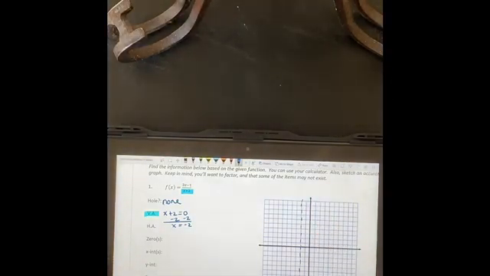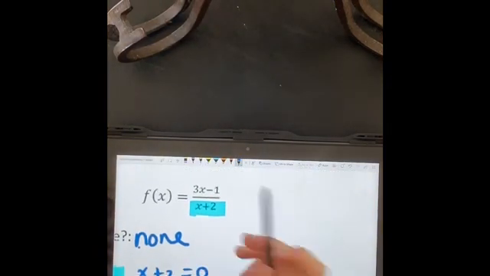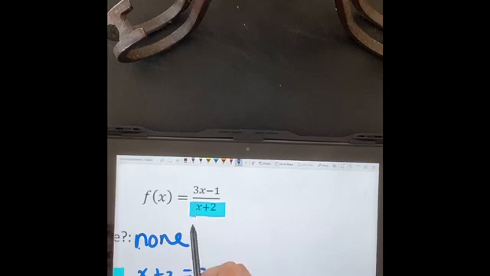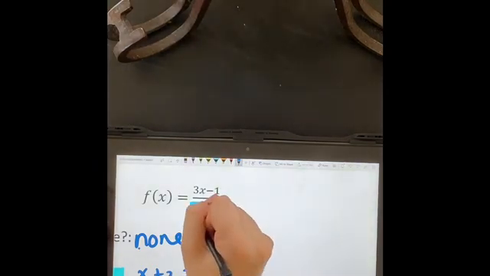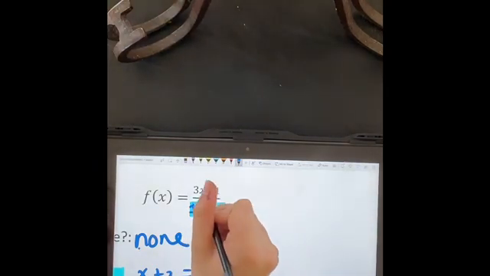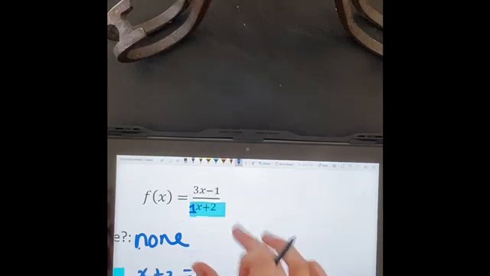Perfect. Okay, so next we're going to move on to the horizontal asymptote, and the horizontal asymptote is basically the number next to the variable divided by the bottom. So it's going to be 3. It's whatever number is next to the x. So this is 1. You're going to divide top by bottom.